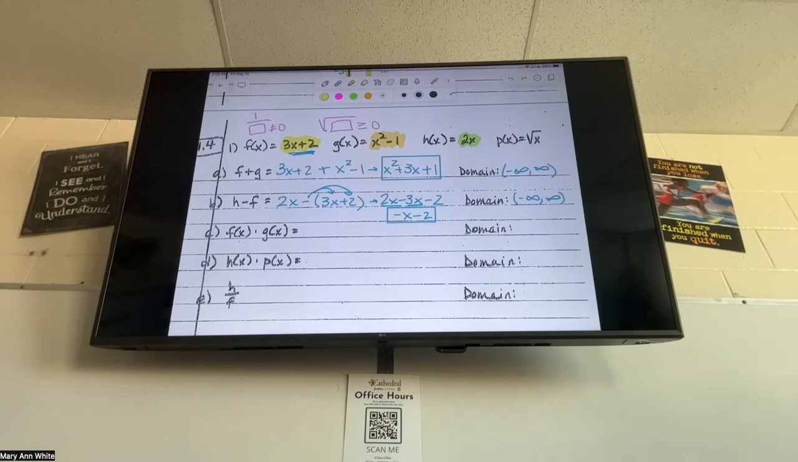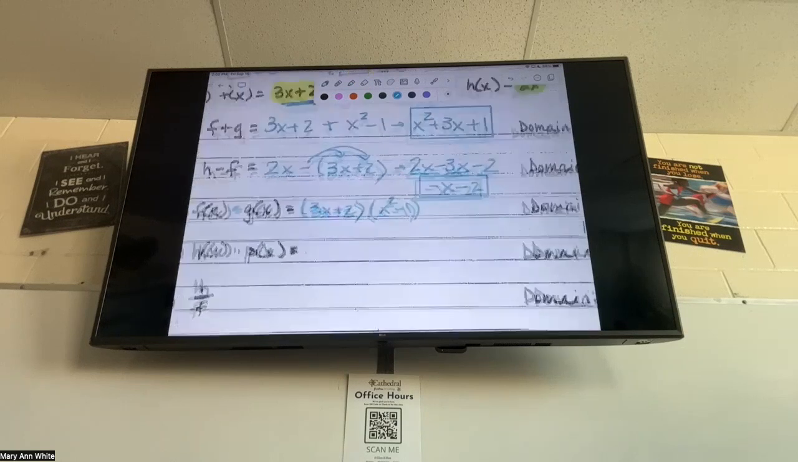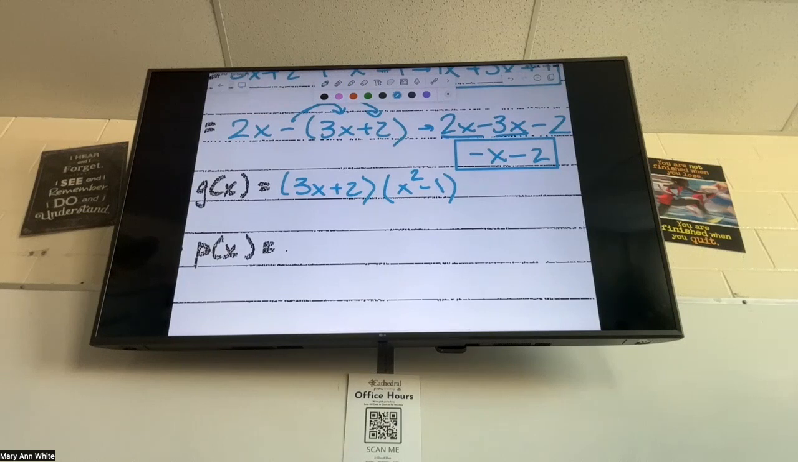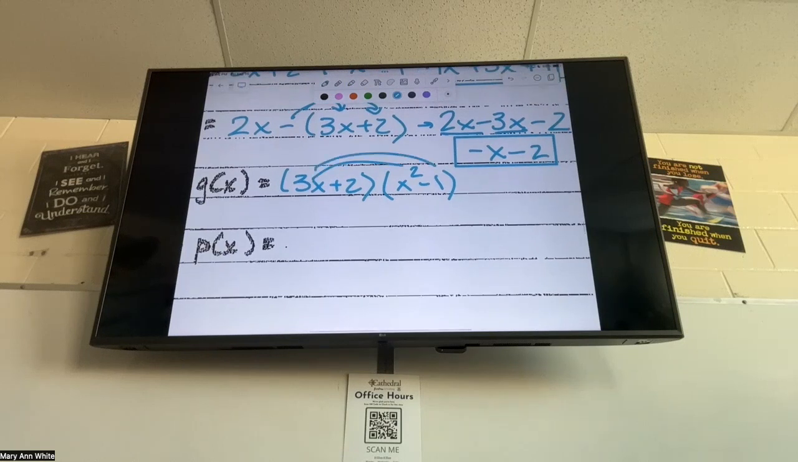All right, now we're going to multiply these two functions together. So I'm going to multiply 3x plus 2 times g of x, which is x squared minus 1. That little dot in between them means multiply. Do not forget to FOIL all the way out. 3x times x squared is 3x to the third. 3x times negative 1 is minus 3x. 2 times x squared is 2x squared, and then 2 times negative 1 is minus 2.